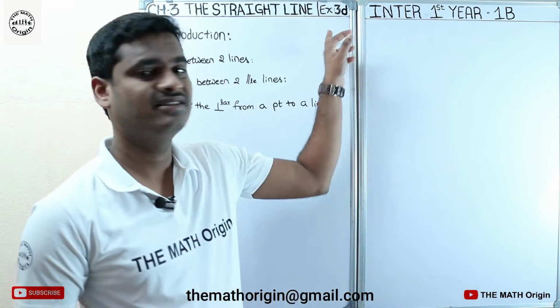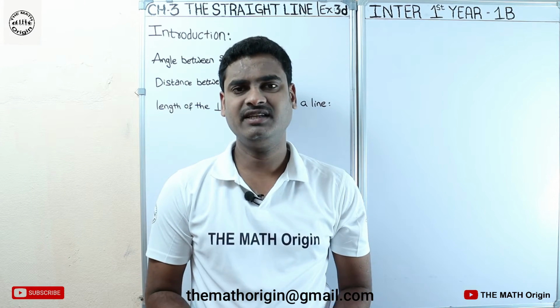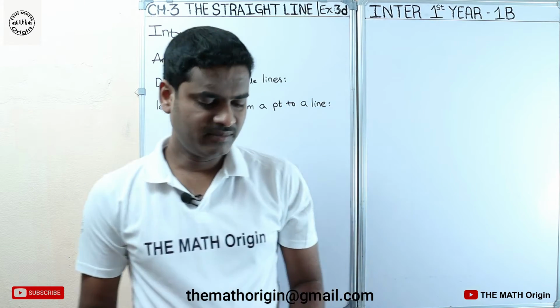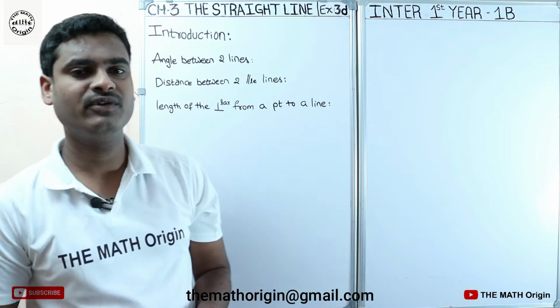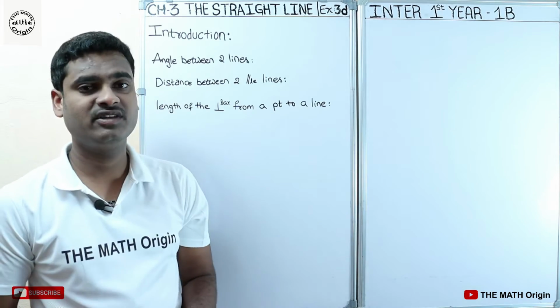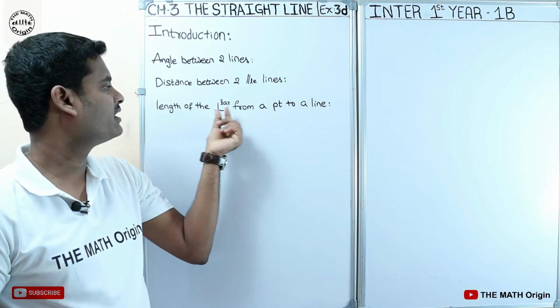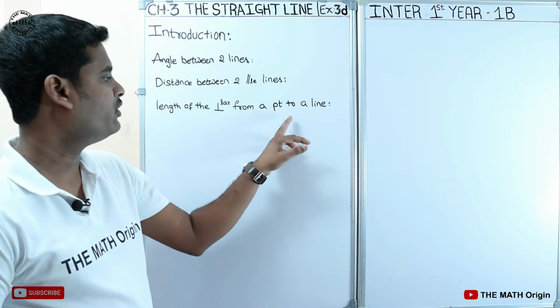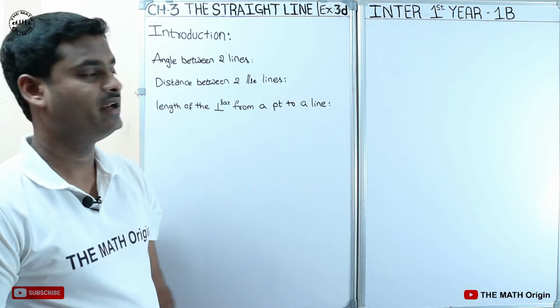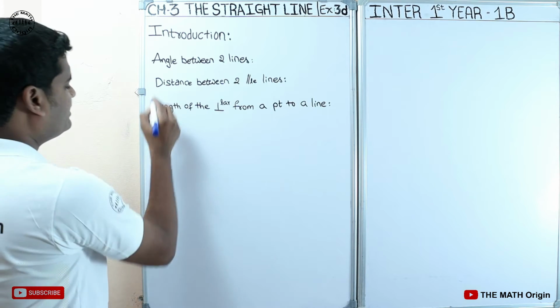Today we are going to discuss a 3D exercise from chapter 3, the straight line. In this exercise we mainly have a couple of concepts: the angle between two lines, the distance between two parallel lines, and the length of the perpendicular distance from a point to a line. We will discuss everything in detail.